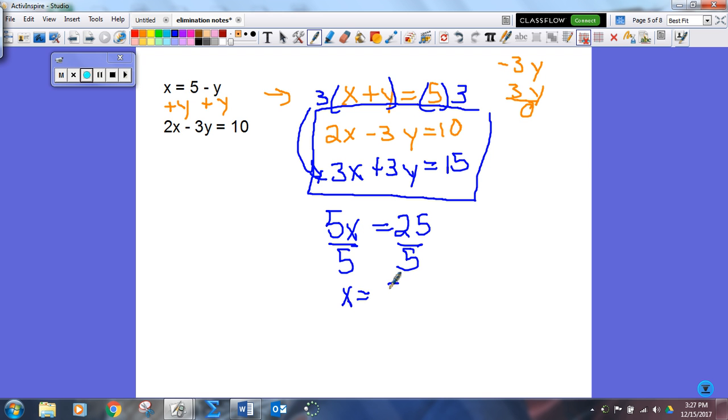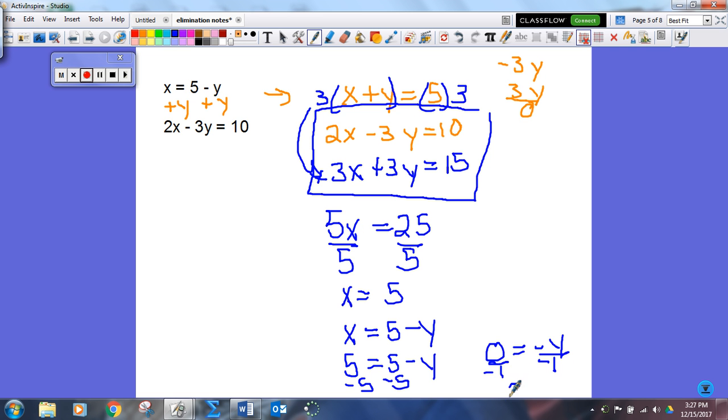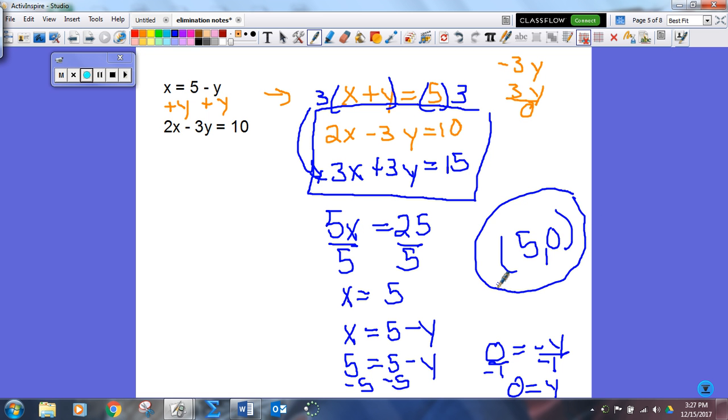x equals 5. I now have to choose which original equation to use to find y. I think the first one's easier. So I have x equals 5 minus y. Put 5 in for x, so 5 equals 5 minus y. Subtract 5. 0 equals negative y. Divide by negative 1. 0 equals y. So my answer is (5, 0). I would check that in the same manner I would any other equation.